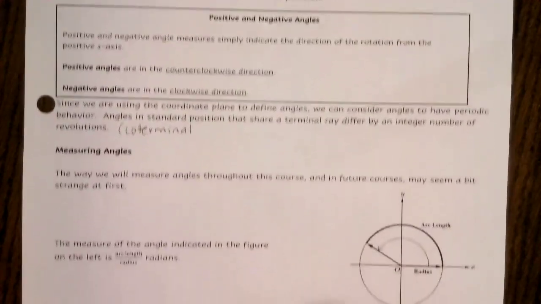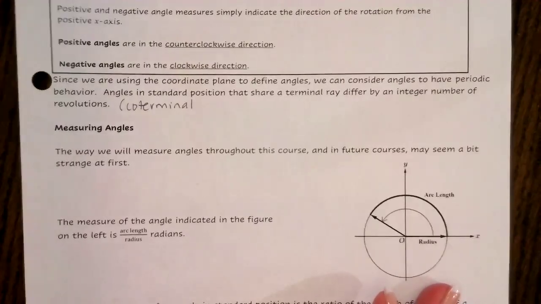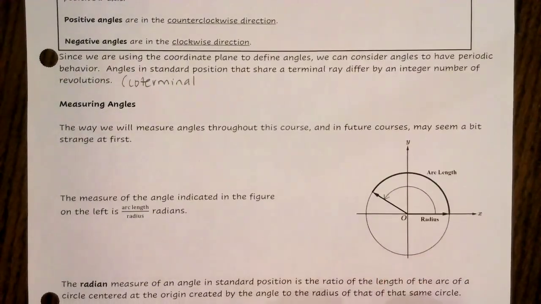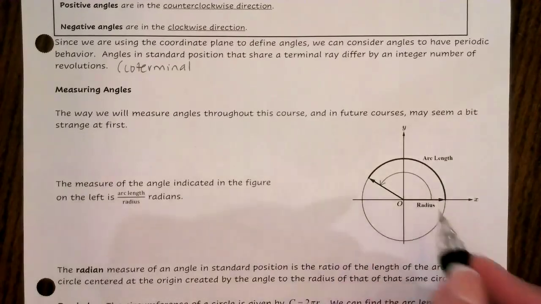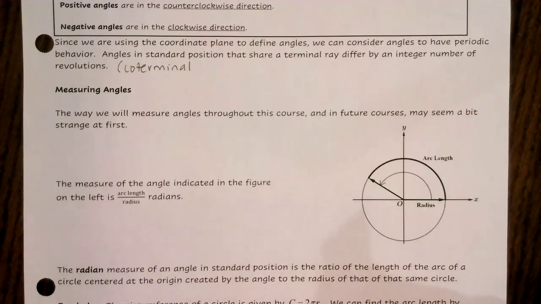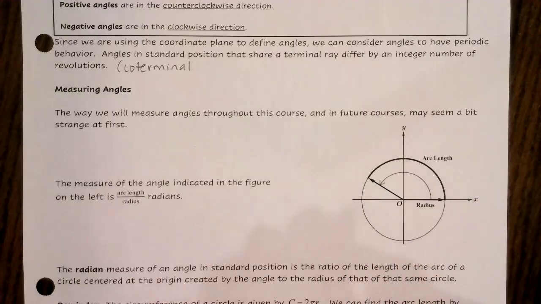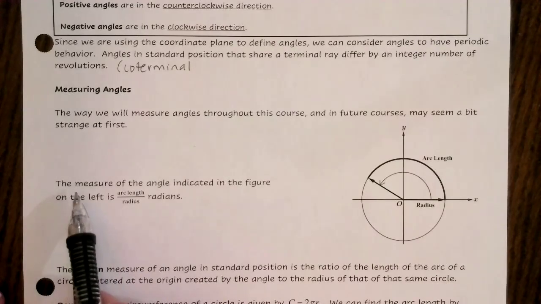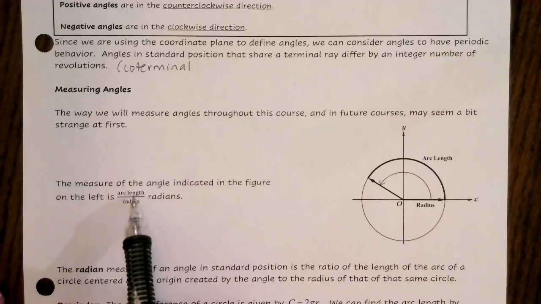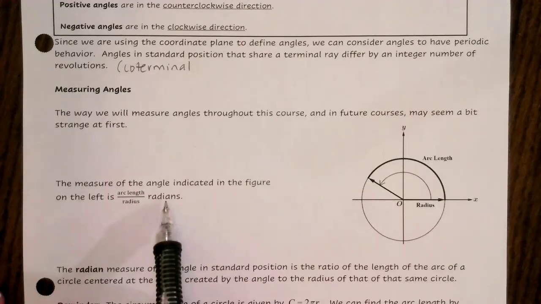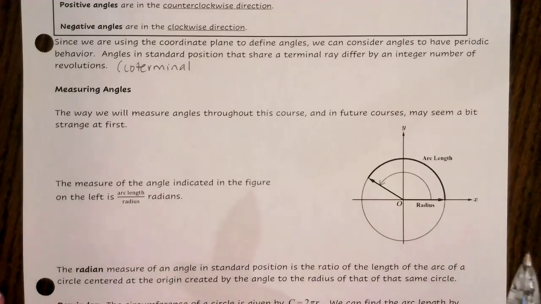The way we measure angles throughout this course and in future courses may seem a bit strange at first. So in geometry, most of these angles you did in degrees. And so we talked about the degrees of a circle. And so we know that a circle has 360 degrees. Now, in this course and the future ones, we're going to focus mainly on radians. So it tells us that the measure of the angle indicated in the figure on the left is the arc length divided by the radius, in radians. So that's the definition of our radians there.